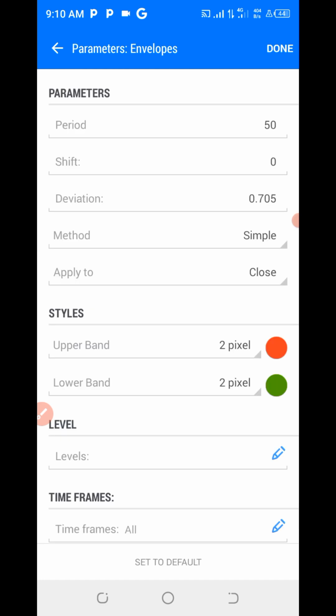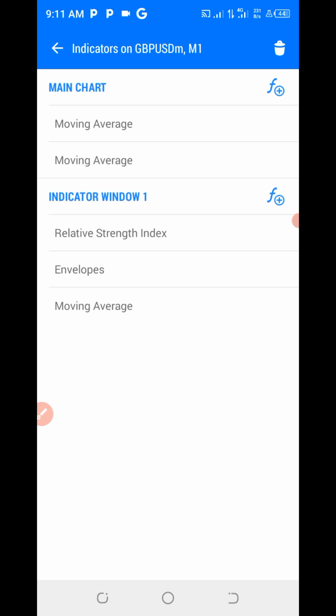So the period is 50. Remember one thing, the highest period that we have on our main indicator window moving average is 50. So that is where we got the period from. That is part of the pros and cons of this strategy, right? So the period is 50, shift is 0, deviation is 70.5, method is simple, apply to close, upper band. Once you are done, you click on done.